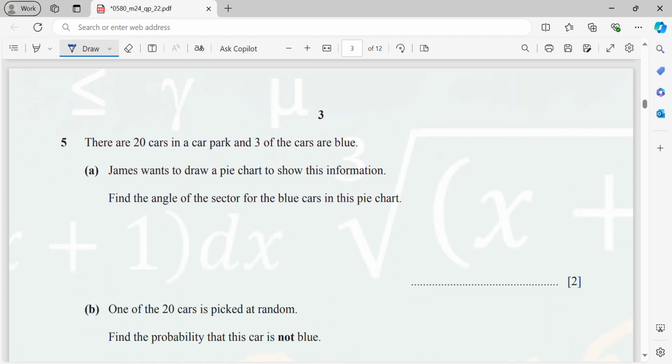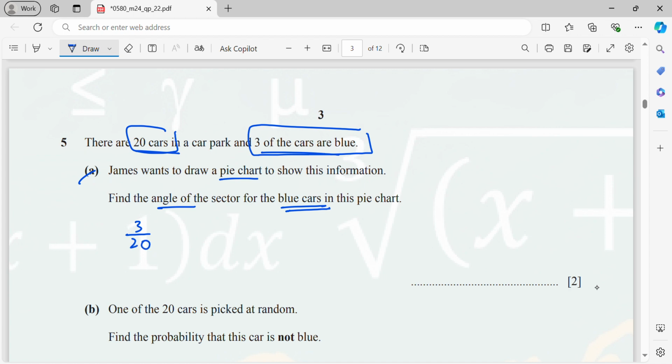Next, question number 5. There are 20 cars in a car park, and 3 of the cars are blue. Part A, James wants to draw a pie chart to show this information. Find the angle of the sector for the blue cars. There are 3 blue out of 20 cars, so the fraction is 3 out of 20. In the pie chart, the total angle is 360 degrees, so you multiply by 360 degrees. Then you get 54 degrees. So that is the angle of the blue cars.